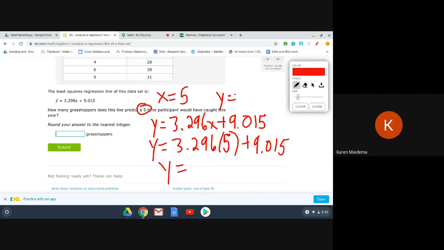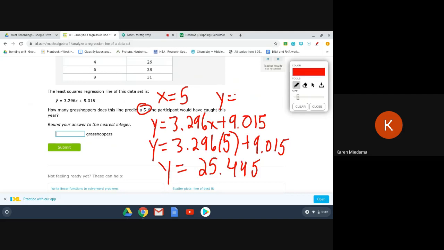Again, use a calculator. We're just multiplying and adding, so you could use Desmos, you could use your own calculator. 3.296 times 5 plus 9.015. Okay, be careful about this one with the rounding. I get 25.495.